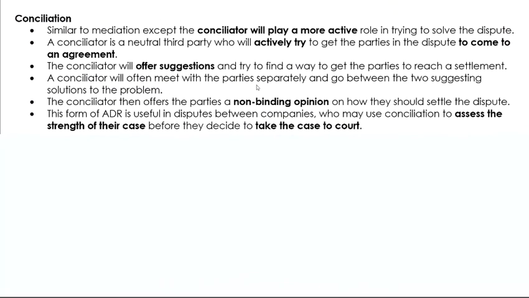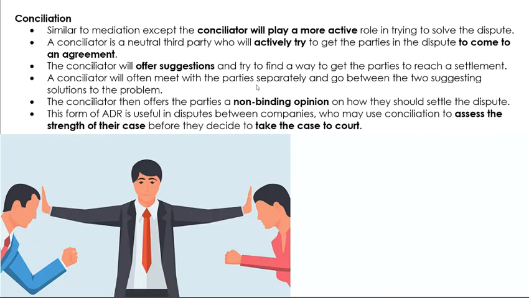Now, let's take a look at conciliation. Conciliation is similar to mediation, except for the fact that the conciliator will play a more active role in trying to solve the dispute. So instead of just listening and trying to get the parties to find their own solution, the conciliator, who's still a neutral party, will actively try to get them to come to an agreement. So they will often offer suggestions and try to get the parties to reach a settlement.